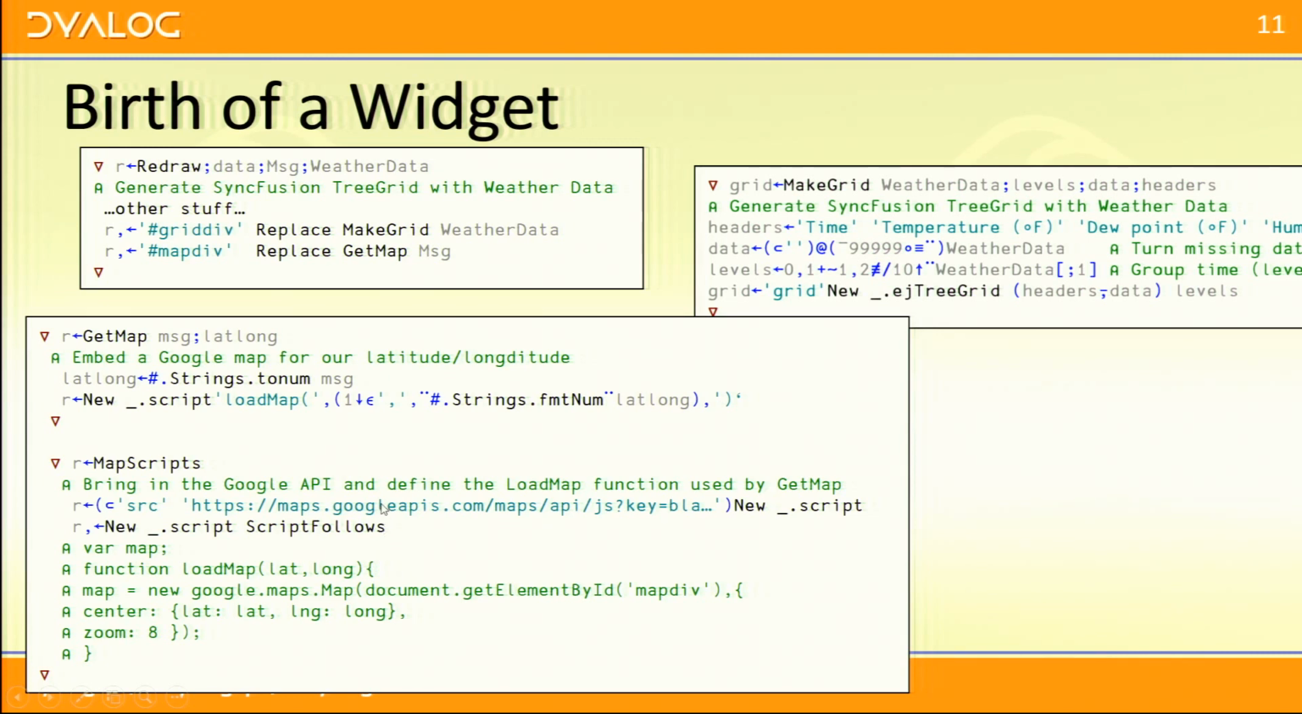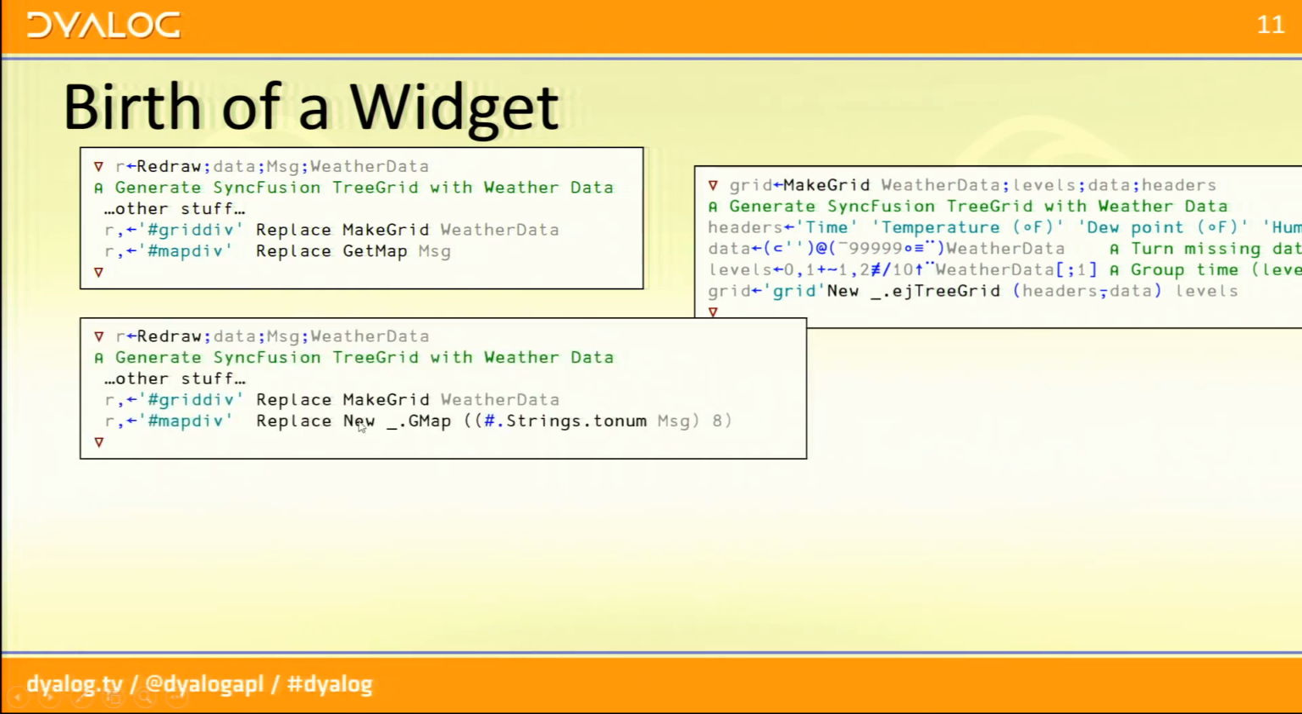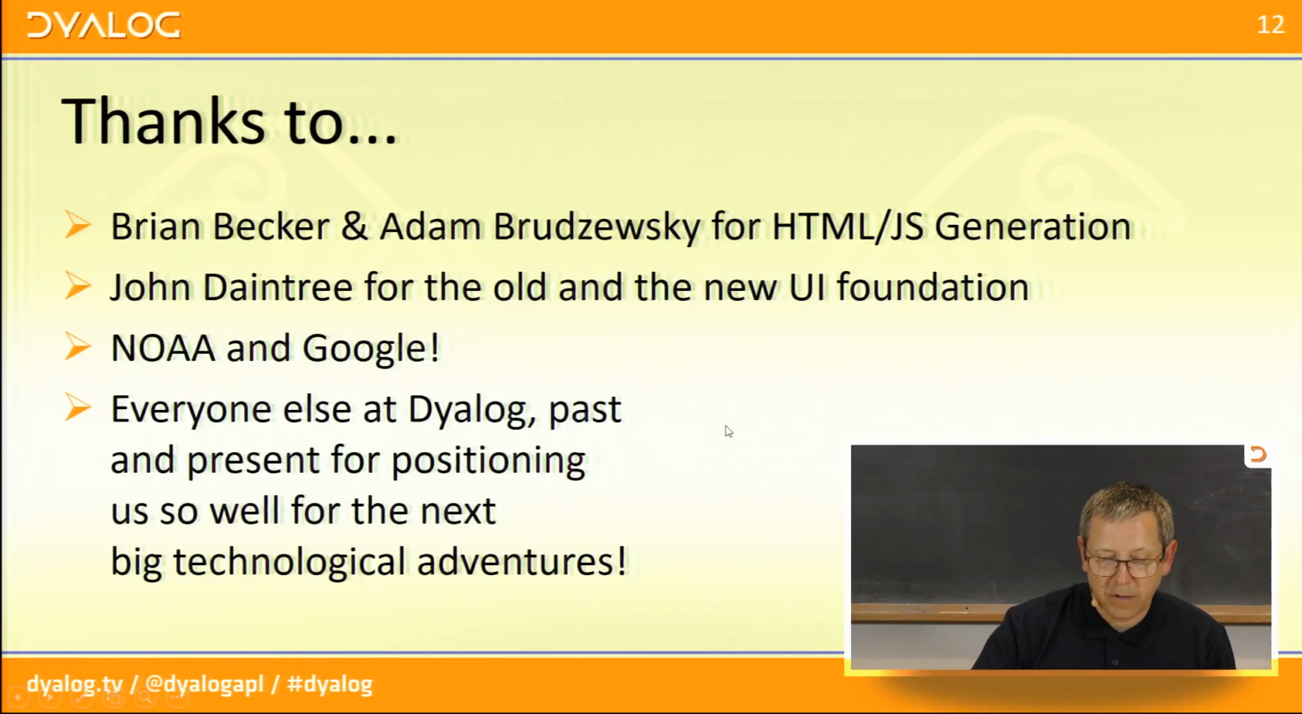So, Brian went out, read the Google documentation, and figured out how to write this code. The next thing to do is to ask whether embedding a map is something that people are likely to want to do in a lot of applications. Probably yes. So it's quite easy to take these two functions and put them into an object like this EJ tree grid, so that the user would end up writing a redraw function that looks like this, where you just have something which says replace new Gmap with the latitude, longitude, and the zoom factor.